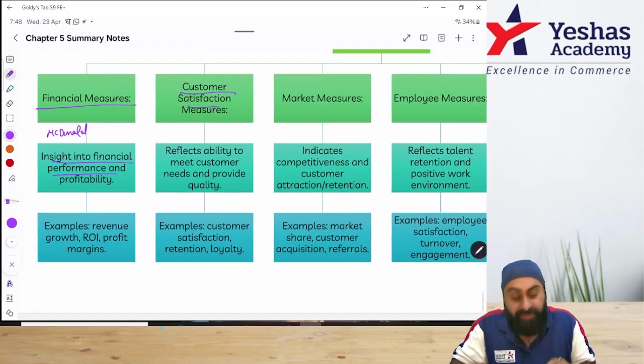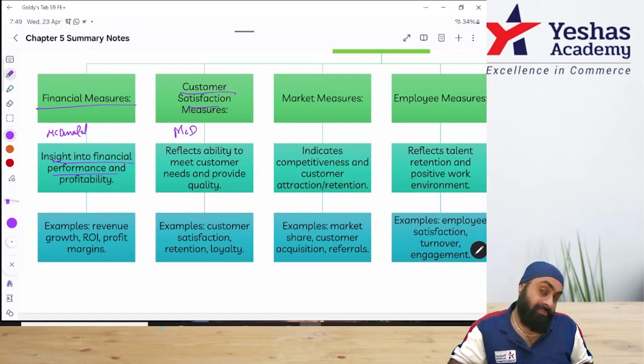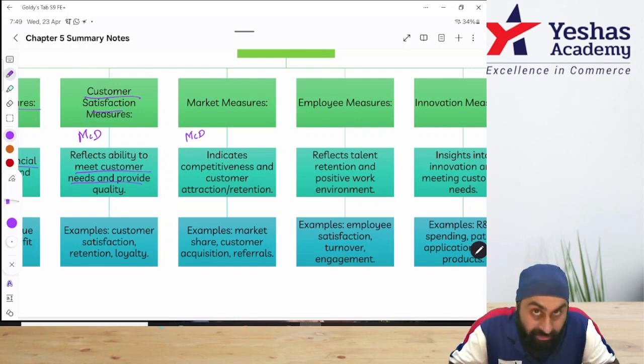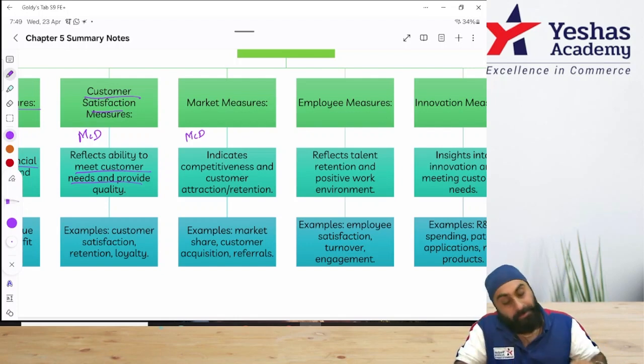Let's compare the customer satisfaction measure. I would again say McDonald's wins here. Why? Because it reflects meeting customer needs and providing quality services, which I believe McDonald's does here. When you talk about market measures, it indicates competitiveness and customer attraction and retention. I again prefer McDonald's because of the statue they created of Ronald McDonald, which creates a unique marketing strategy, which makes them unique from Burger King.